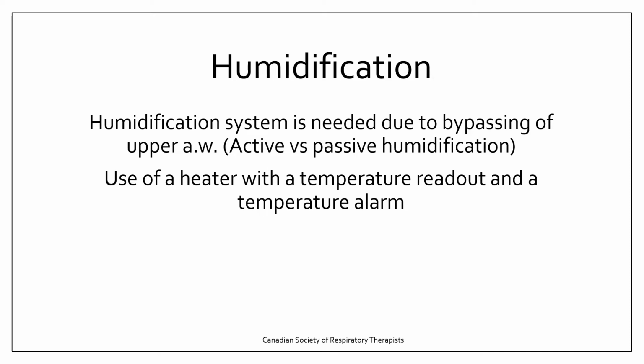So it's either passive humidification through a heat moisture exchanger or a Paul filter, or active humidification through a separate humidification unit, external heated humidity, where we can control the temperature. So the use of a heater with a temperature readout and a temperature alarm.